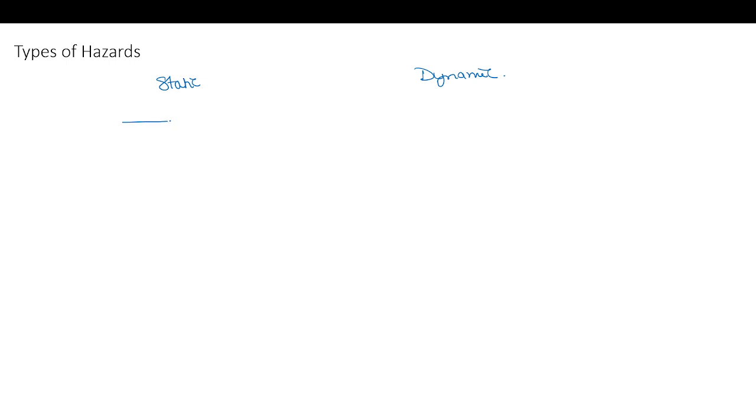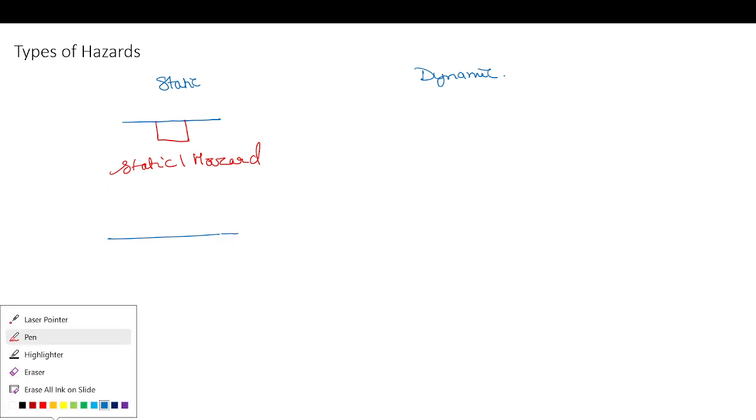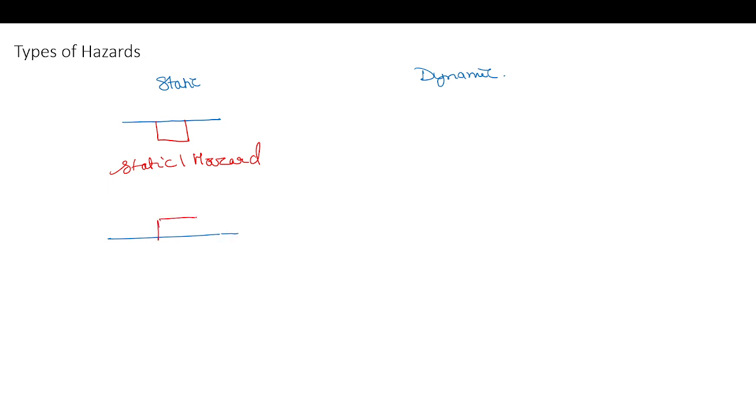Like this, it should remain always high, but there is a transition and it goes down. So it's called a static 1 hazard. And similarly, it should remain 0, but it goes up for a duration. It's called a static 0 hazard.